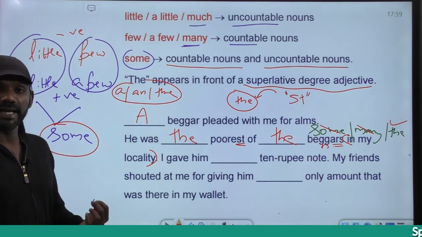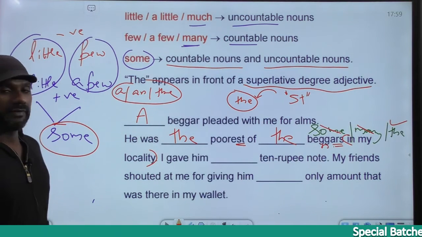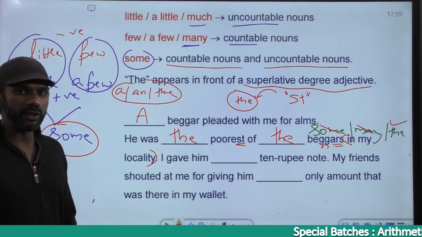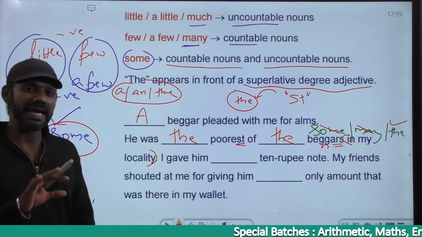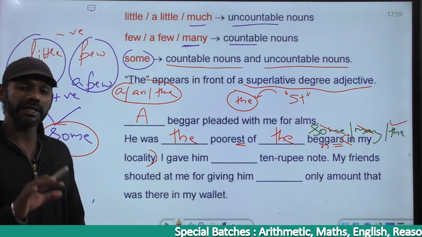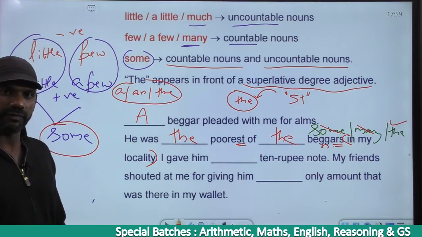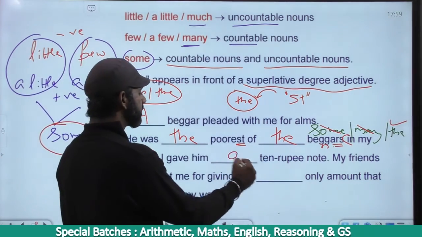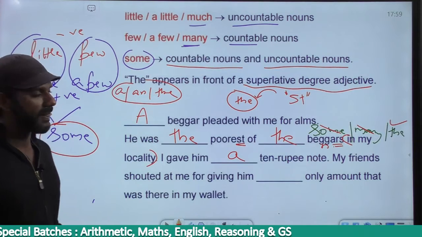I gave him dash 10 rupee note. We are not referring to any specific 10 rupee note here. Anyway, we cannot say an 10 rupee note. So we are not referring to any specific 10 rupee note as of now. So it must be: I have given him a 10 rupee note.